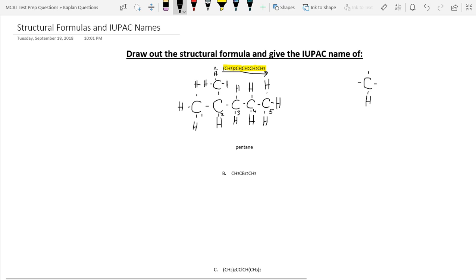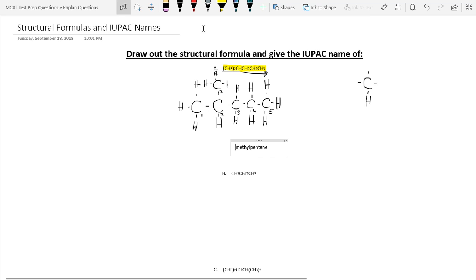That's my pentane. On my second carbon here, I have a methyl group added onto it. So this would be a 2. So when I'm going here, I have a methyl group on that pentane. And it has to be numbered.